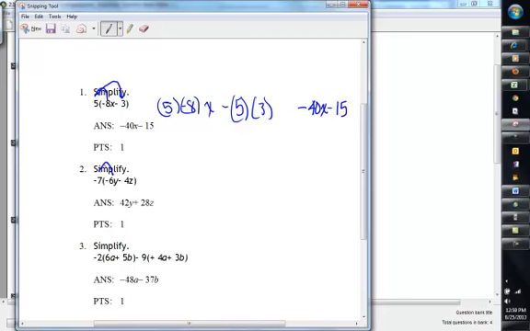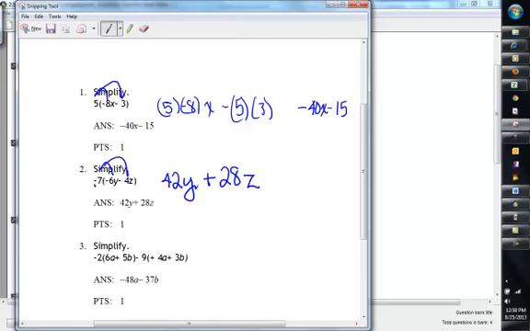The -7 gets distributed in both parts, so -7 times -6 is positive 42y. And then we've got -7 times -4 is positive 28z.